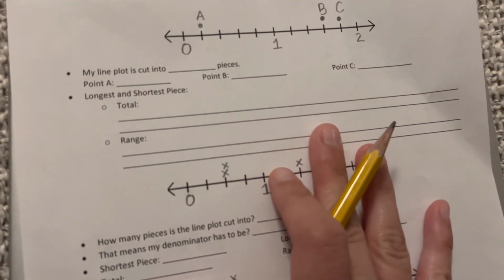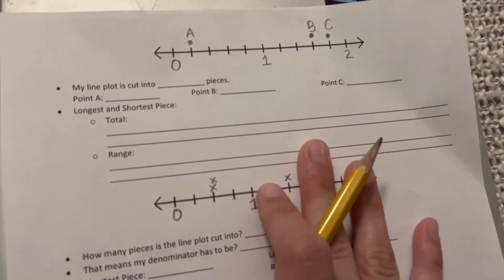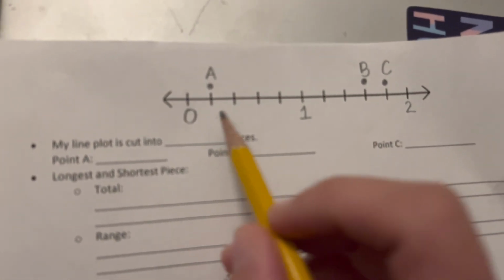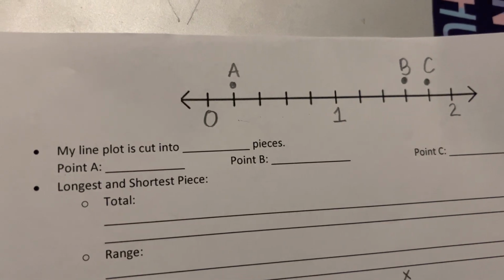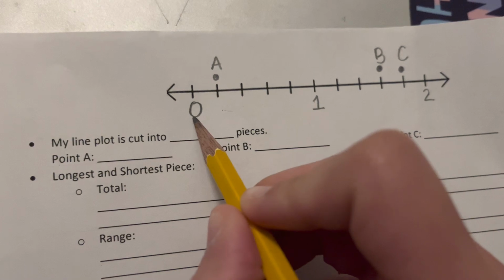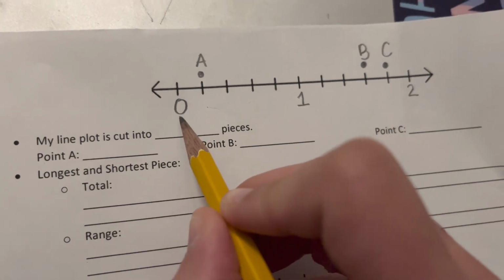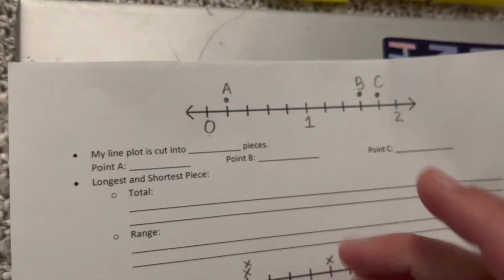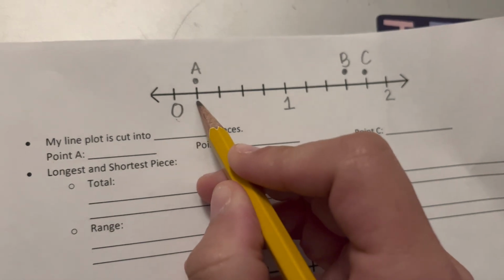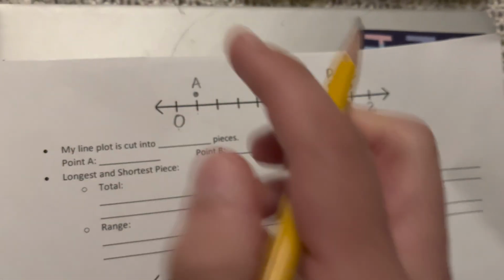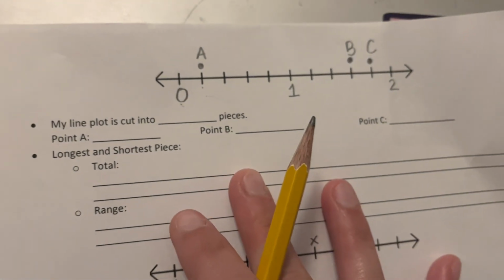If you were not with me on Friday, because there were a lot of you that were absent last week, when you figure out how many pieces a line plot is cut into, whatever the first whole number is, whether it's 0 or 10 or 105 or 7, you don't count the first whole number. So for right now, that 0 is just not there. You're going to start counting at the first notch after the first whole number. So that 0 we're not using. We're going to start counting where the little a is.